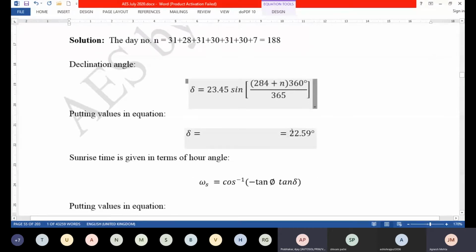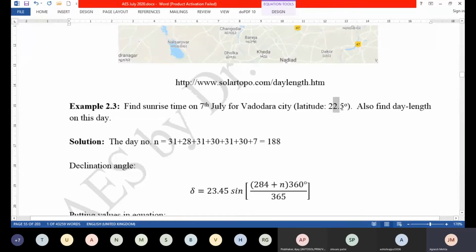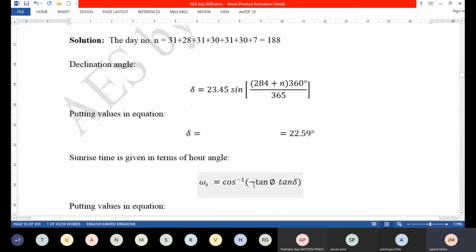Okay, so delta is 22.59. You can expect this because on June 22 it was 23.45 degrees, so you are slightly now moving towards zero, but still it is 22.59. And then the sunrise angle is given by cos inverse of minus tan phi tan delta. So you can try this also. What is the value of phi? The value of phi is 22.5 degrees. So you can put tan of 22.5 degrees and tan of 22.59.